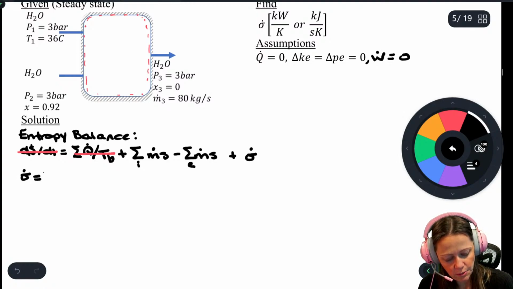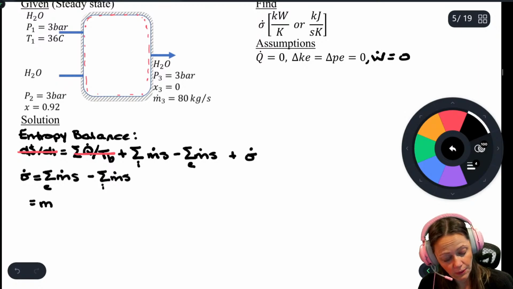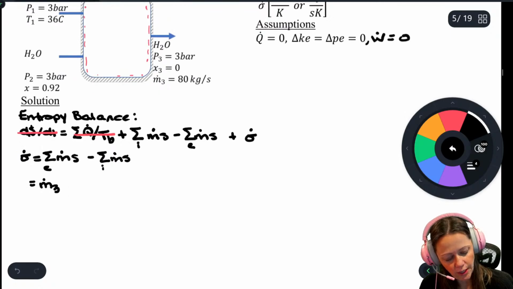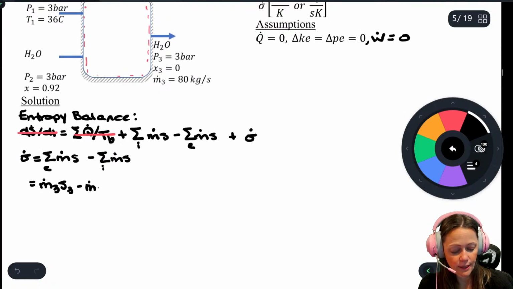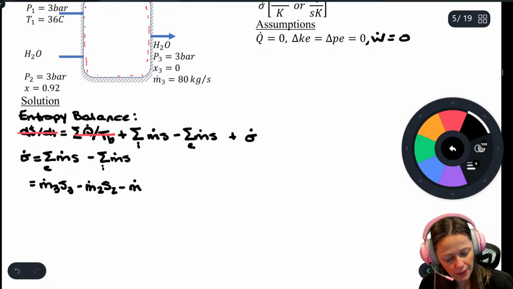And here I do need to be careful because my mass flow rate is not the same for every single inlet and outlet, right? I have one thing going out. I've got m dot 3 S3, minus m dot 2 S2. That's going in. And we've got one more inlet, m dot 1 S1.